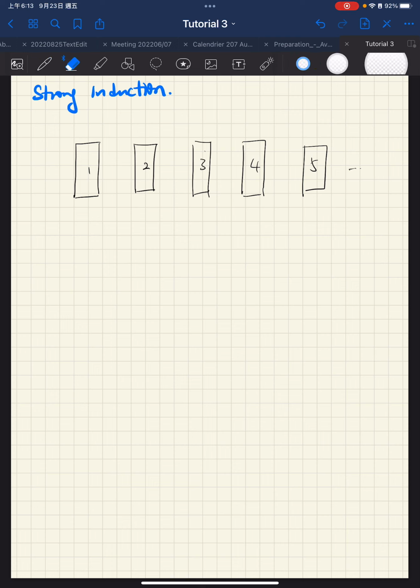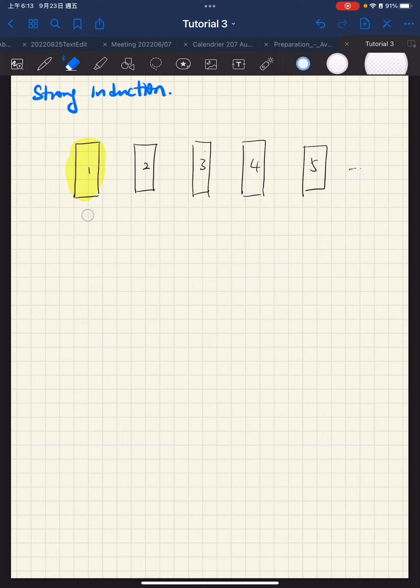In normal MI, what we do is we prove the first one, and then we prove the inductive step. If the first one is true, then the second one is true. If the second one is true, then the third one is true, right? So what is strong induction?